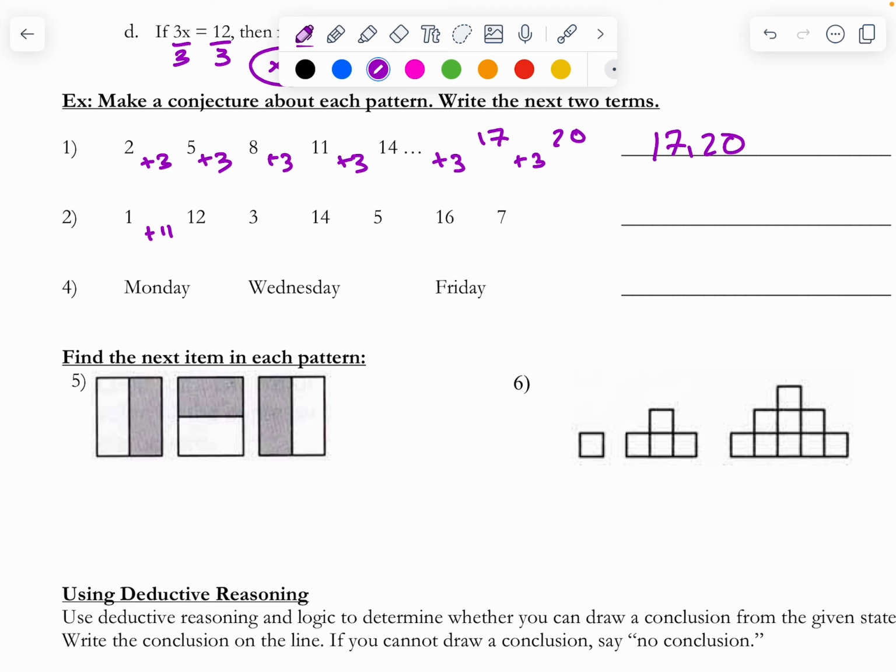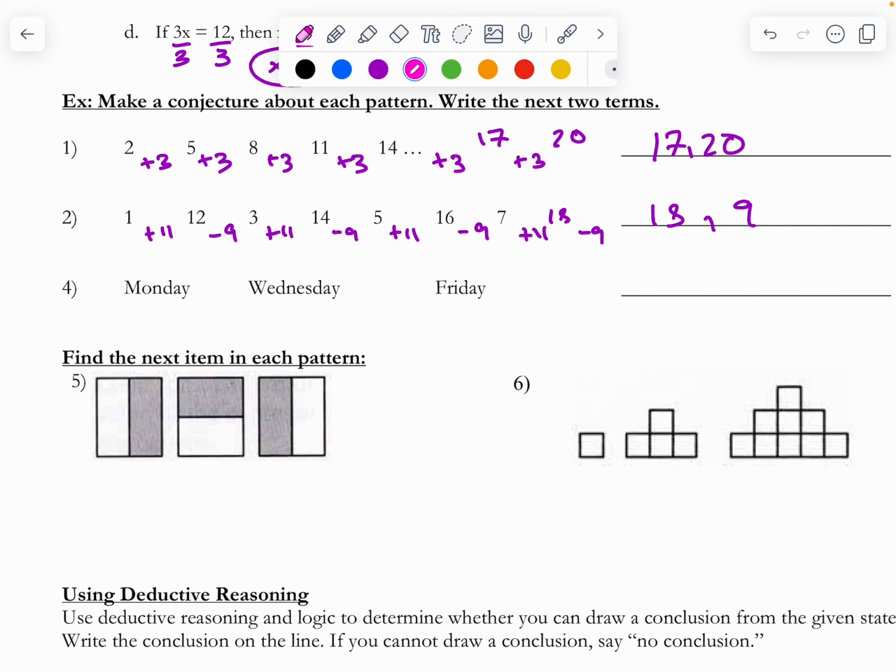From 12 to 3, we are going to minus 9. From 3 to 14, that's plus 11. From 14 to 5, that's minus 9. From 5 to 16, that's plus 11. And from 16 to 7, that's minus 9 again. So from here, we know that the next two steps are going to be plus 11, giving us 18, and then a minus 9, giving us 9 as our last term there.